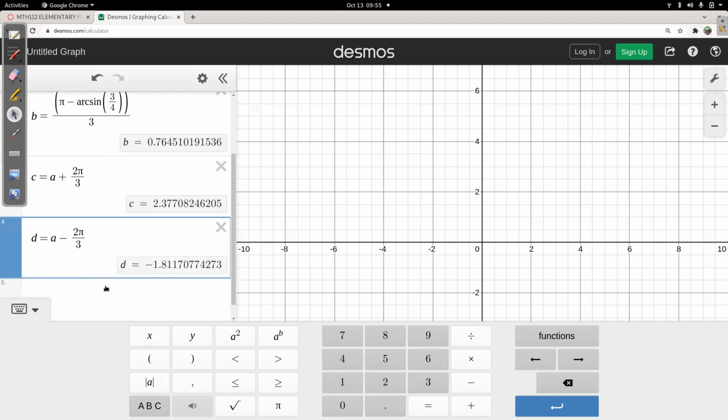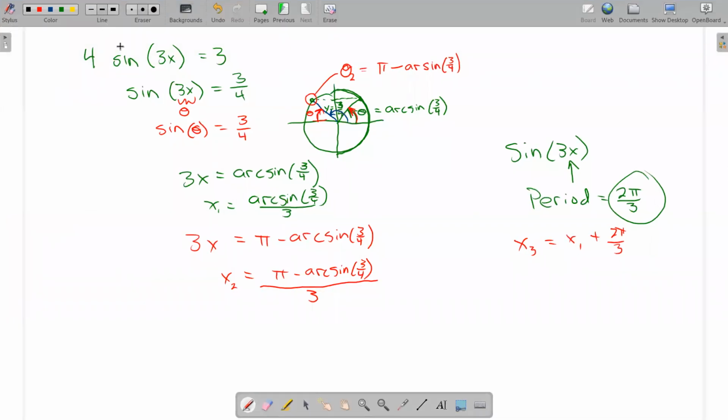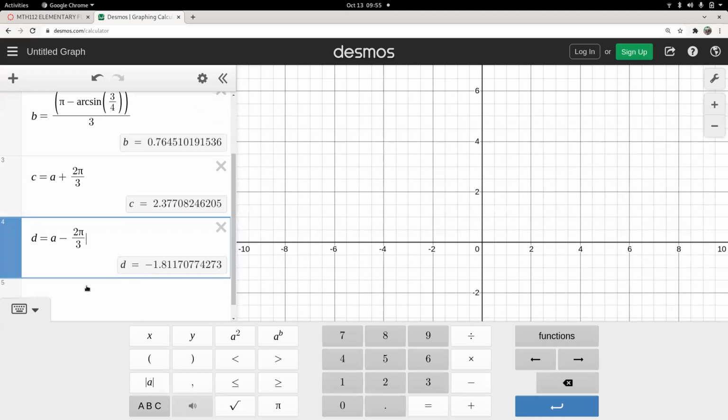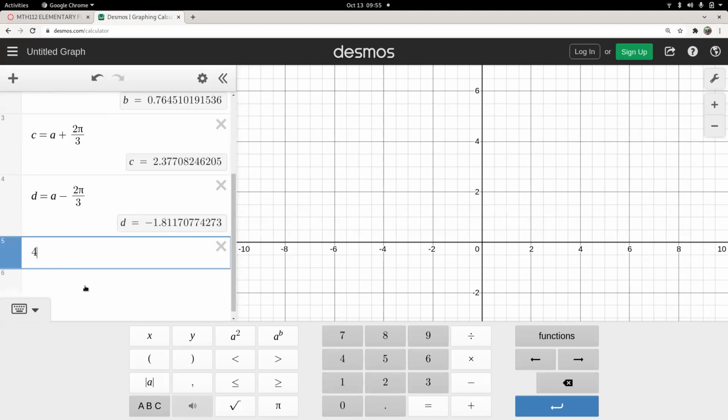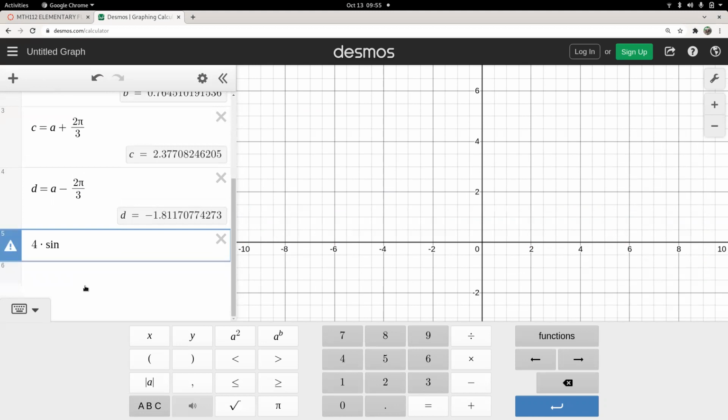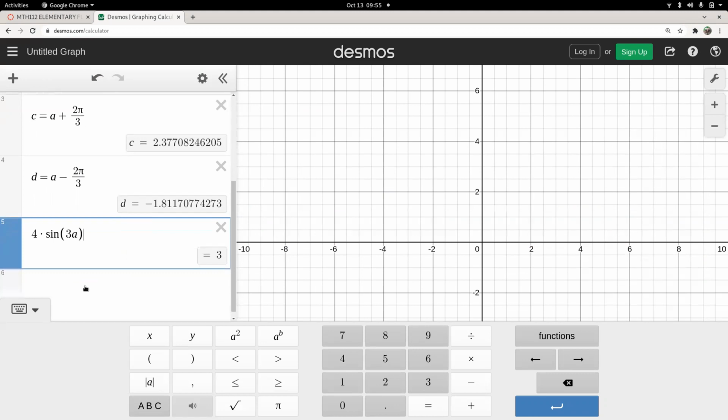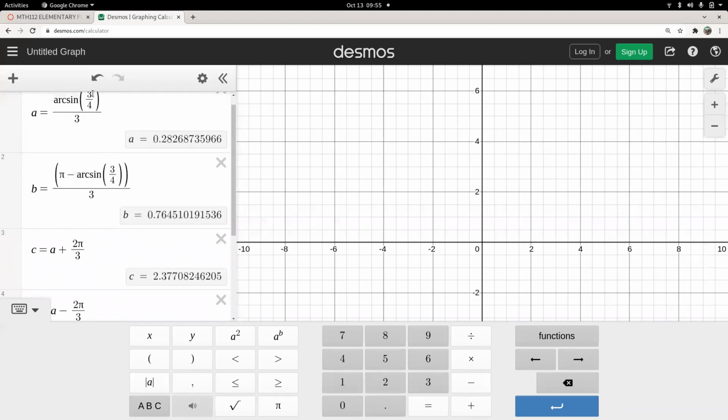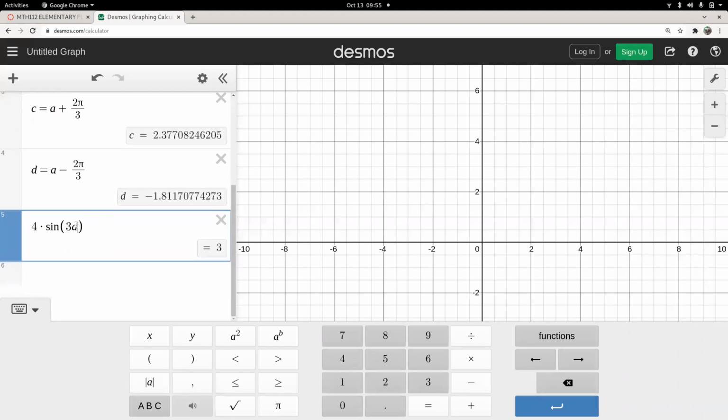So to check, I just plug back into my original equation and see what happens. So the original equation was 4 sine of 3x equals 3. So if I plug anything into this side right here, if it's the right answer, I should get 3 as the result. Let's try it. So 4 times the sine of 3 times A, and the answer should be 3. And remember, A was my first solution up here. If I replace A with B, 3. If I replace A with C, I get 3. Replace A with D, I get 3.